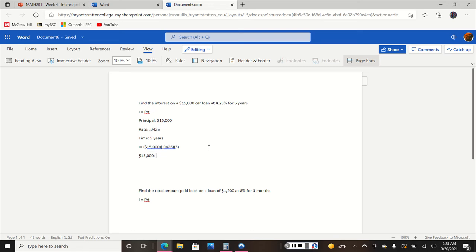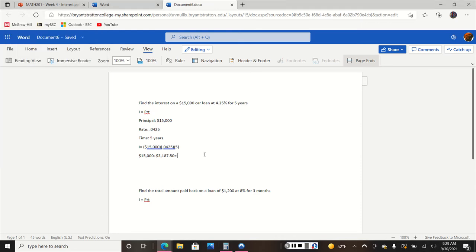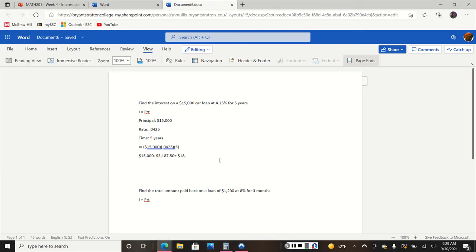But the total amount that you'll pay back for that car loan would be equal to the principal amount plus the interest that you paid. So $3,187.50, and we're going to add those together plus 15,000. So $18,187.50 is what you paid back. So that's the total amount that you pay back for that car loan. It has the principal amount as well as the interest that you pay.